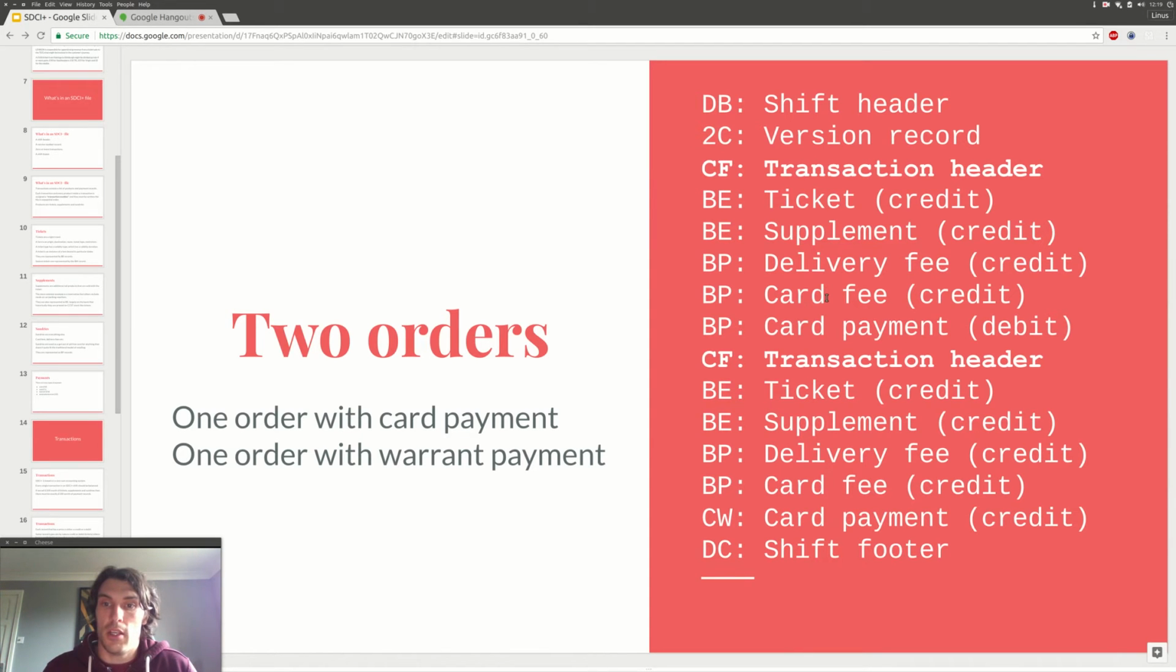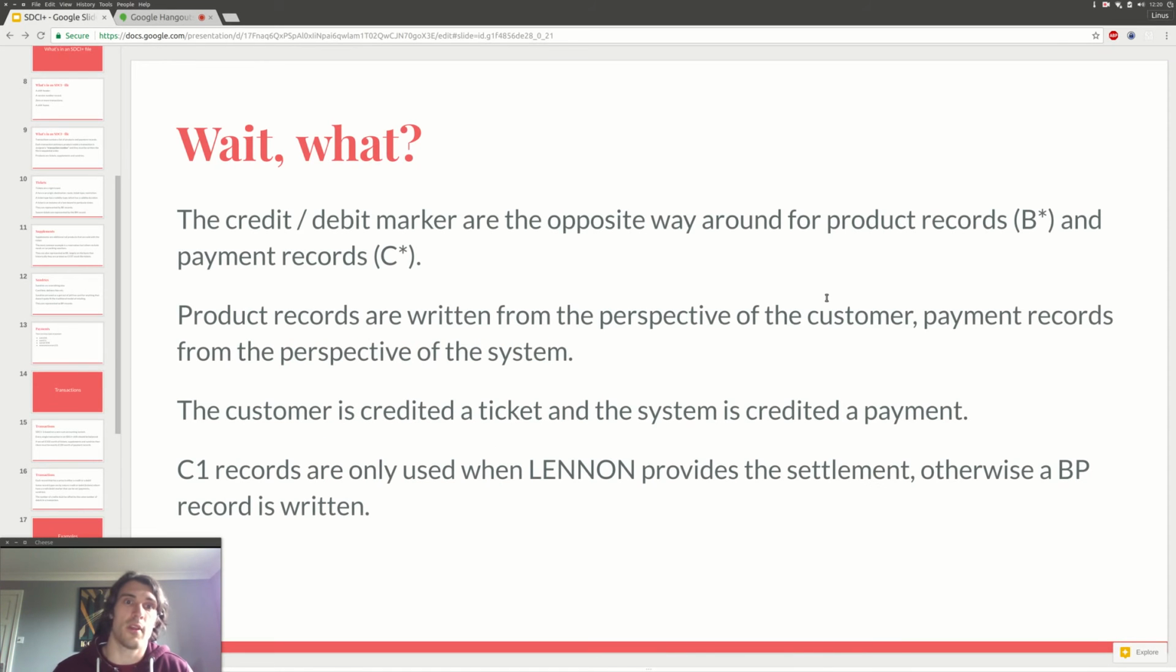So the next transaction, very, very similar, has a BE ticket, has a BE supplement, a couple of sundries, and then it has a CW card payment, which is a credit, and then it has a shift footer. Okay, so there's a couple of weird things in there which you may or may not have picked up on.